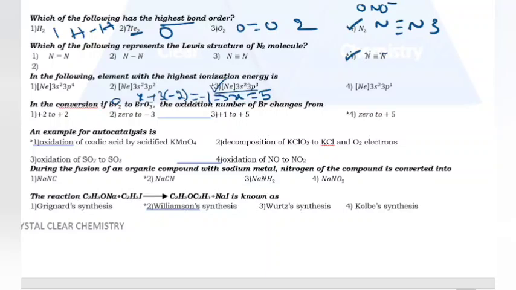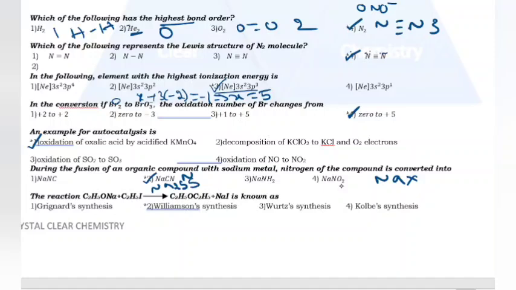Next, during the fusion of an organic compound with sodium metal, nitrogen of the compound is converted into? This is the Lassaigne test, where the organic compound is heated with sodium metal in order to convert the elements into ionic compounds. For example, if you consider nitrogen, it converts into NaCN. If we consider sulfur, it readily converts into Na2S. And halogens readily convert into sodium halides during the Lassaigne test. They have asked about nitrogen here, so we can say that it converts into NaCN, which is an ionic compound, sodium cyanide.